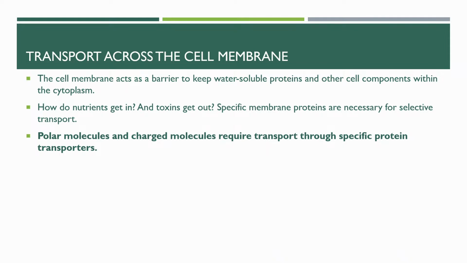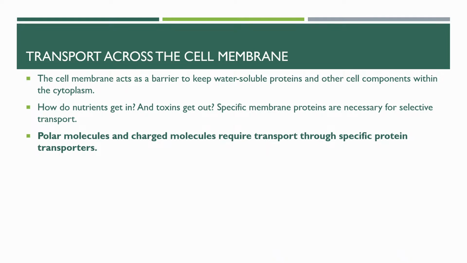Okay, and so the cell membrane, in the context of transporting things across it, is really a barrier to help keep things that are water soluble and other components within the cytoplasm. So how do things get in? How do nutrients get in? How do we remove toxins from inside the cell? There are specific membrane proteins that selectively allow for the transport of things. Polar molecules and charged molecules aren't able to just freely move in and out of the cell. They need help through these specific protein transporters.